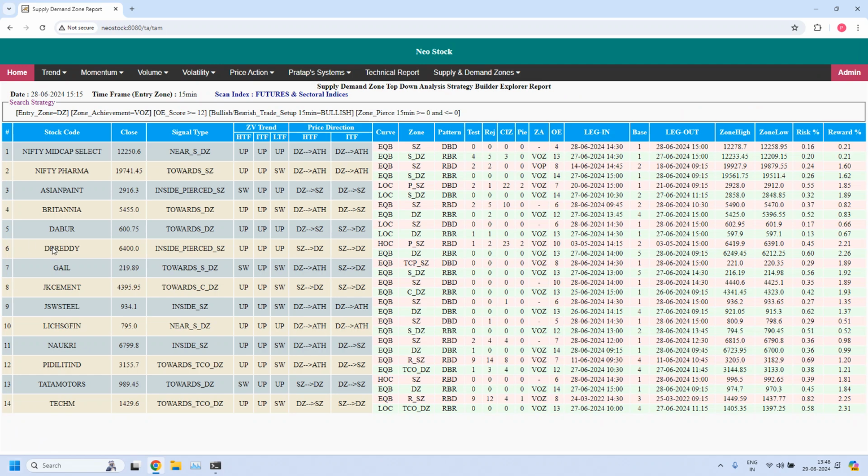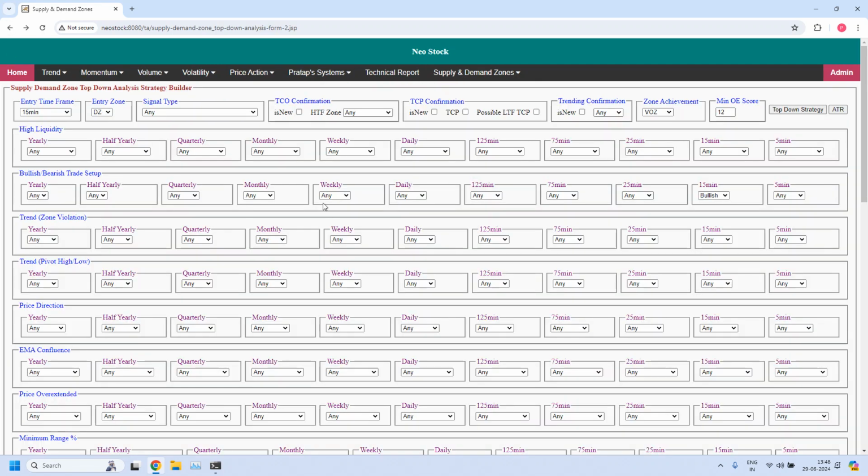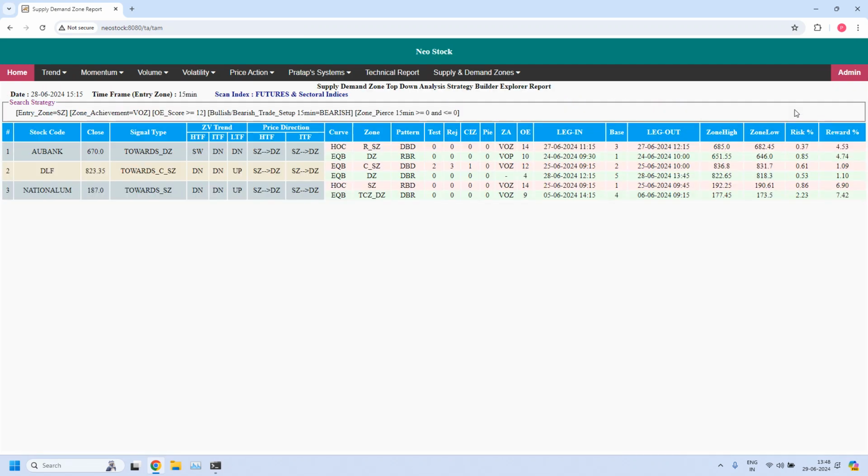Now let us generate bearish trade setup for daily income trade. So entry time frame 15 minutes. For bearish trade setup, entry zone is supply zone. And also in bullish or bearish trade setup, 15 minutes time frame, selecting the value bearish. And the 3 filters remain same, generating the report. And 3 stocks are filtered. And they are supporting bearish trade setup for a daily income trade. That is entry time frame 15 minutes.